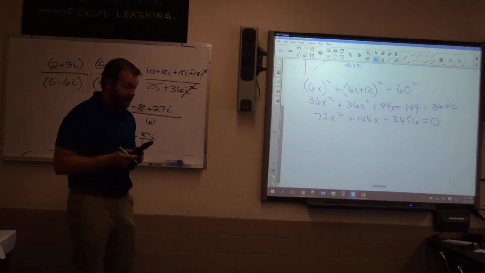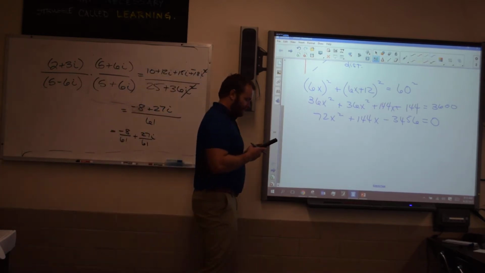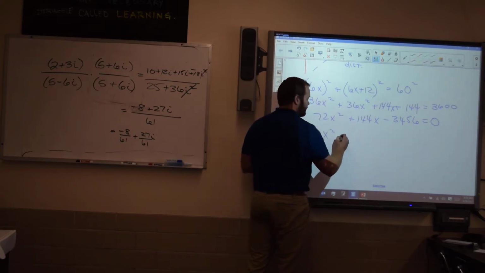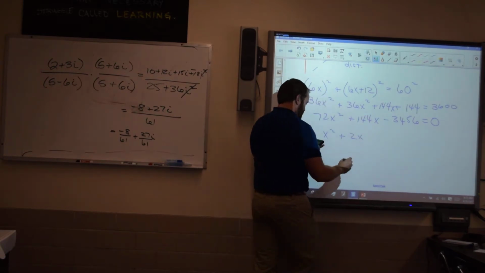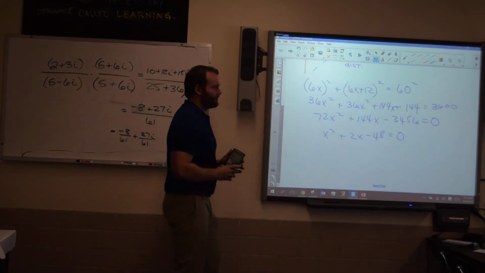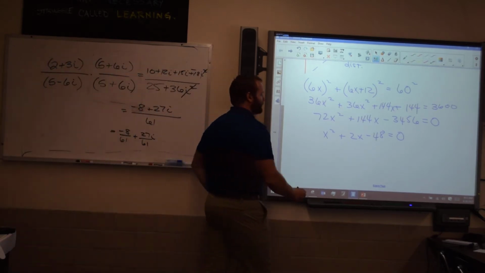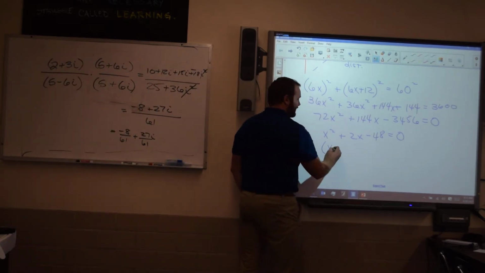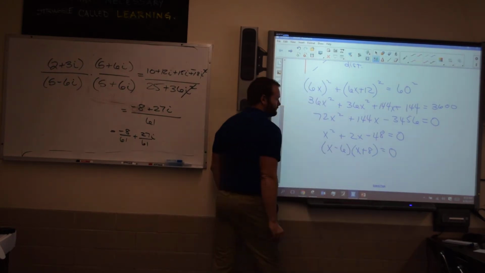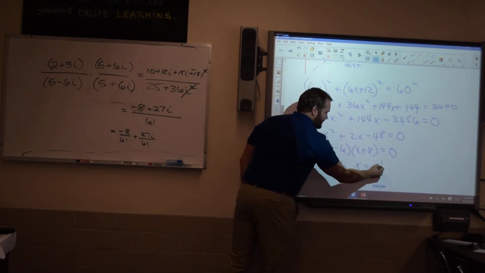I know 144 does divide by 72. So I want to see if this 3456 does. And what do you know, it does? So if I divide everything by 72, I get x squared plus 2x minus 48 is equal to 0. And now that's something we should be able to factor pretty easily. Because x minus 6 and x plus 8. X is 6. X is negative 8.